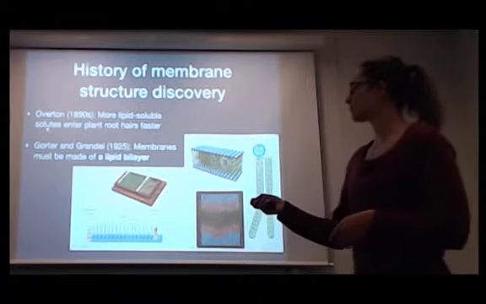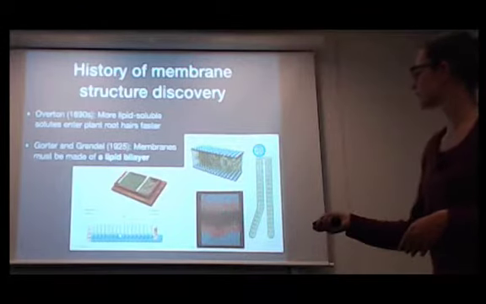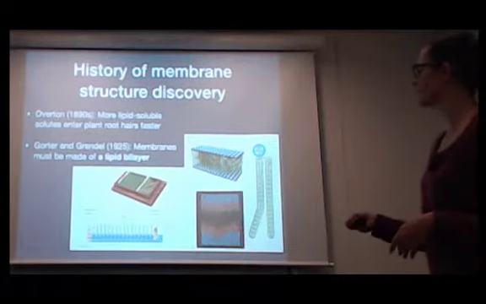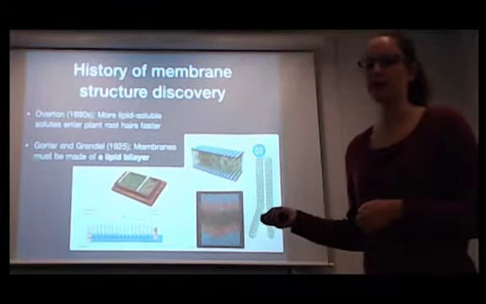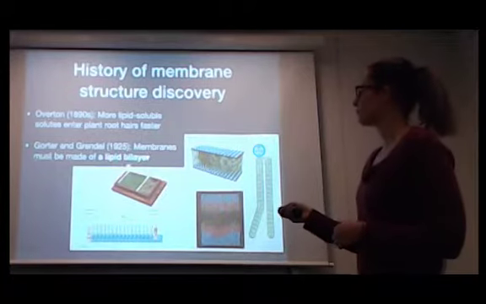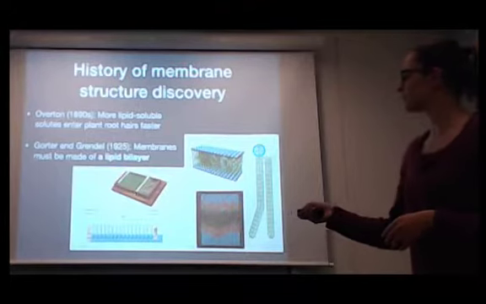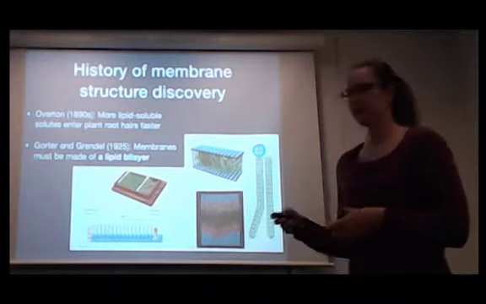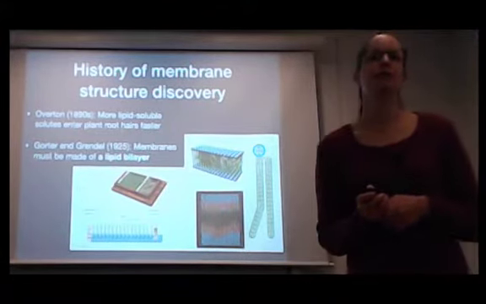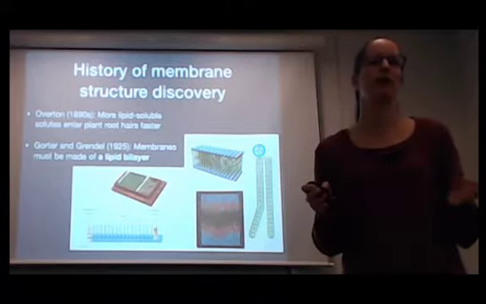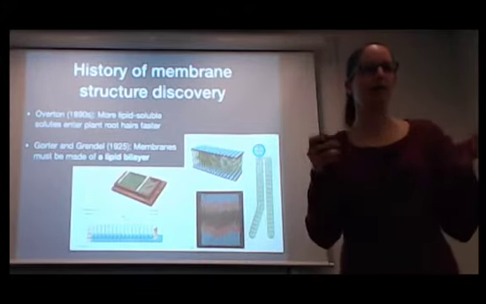And this quite cool experiment by Gorter and Grendel was one of the first to show, while we had no idea of the physical basis of the structure of the membrane, that membranes must be made of a lipid bilayer. The way this apparatus works is you break up a cell. In this case, they were using red blood cells, because mature red blood cells don't contain any intracellular organelles. So basically, the only membrane you have in this kind of cell is the plasma membrane.